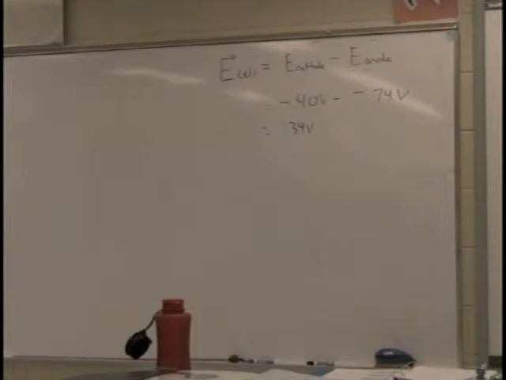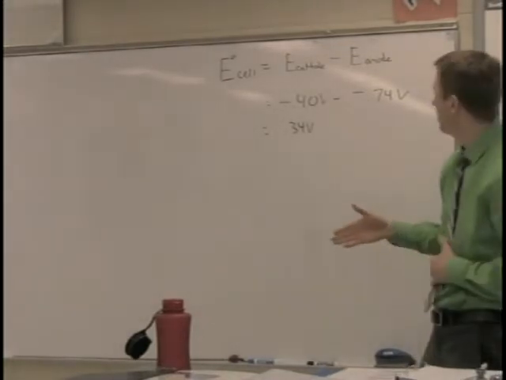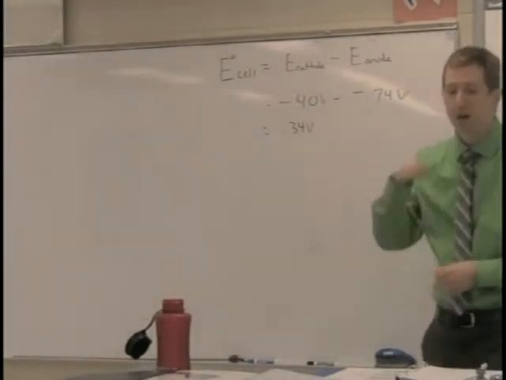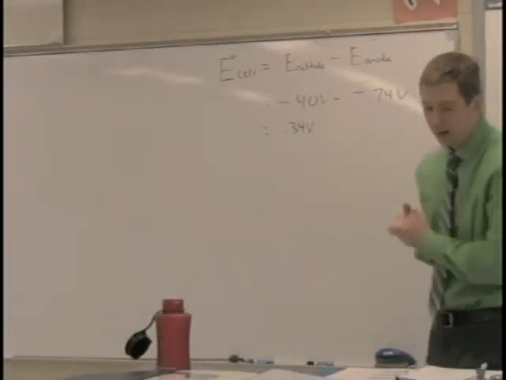The E of the cell is the cathode minus the anode. And once again, I was able to identify the cadmium as the cathode to begin with. The chromium was the anode because of the hierarchy on that table. So this would be what we were able to do.